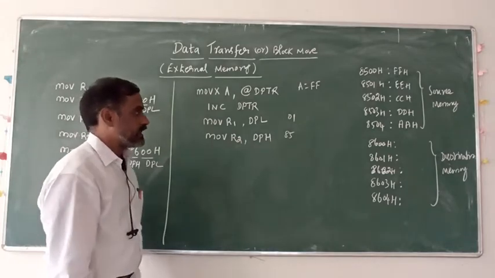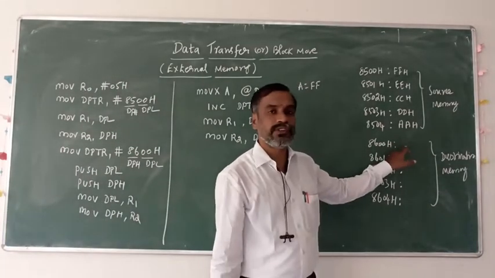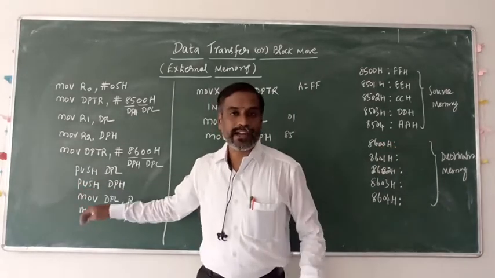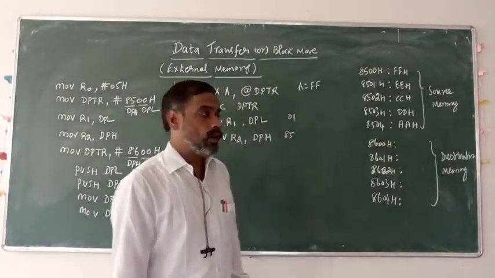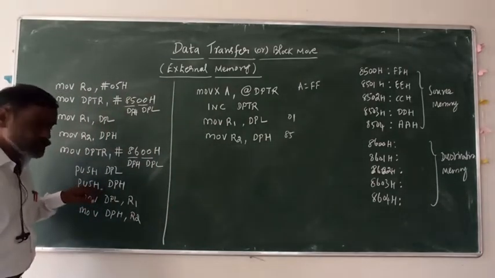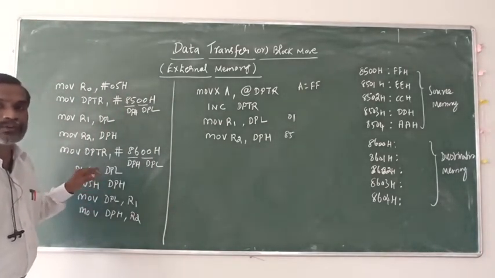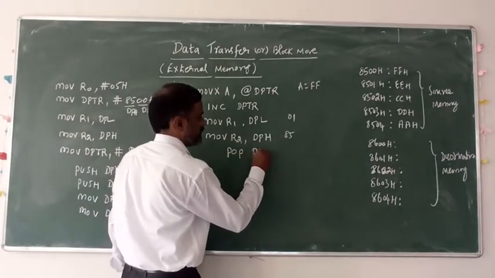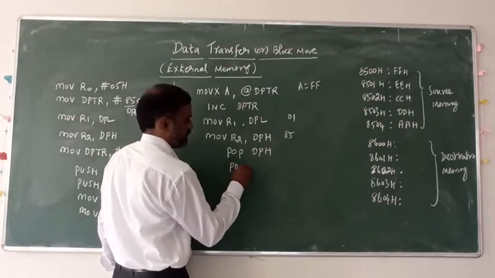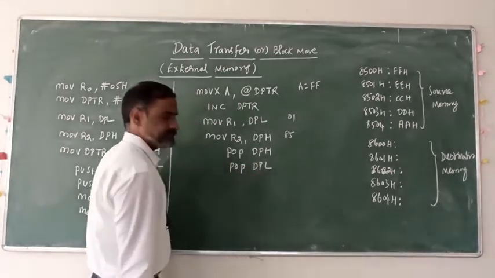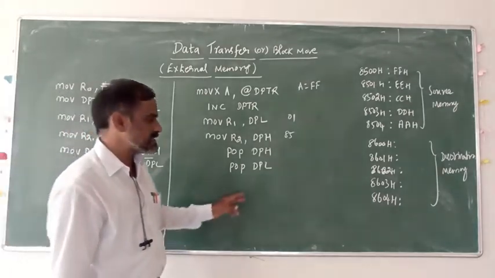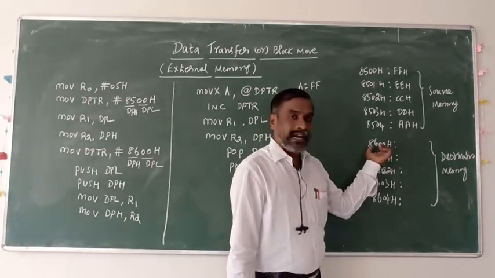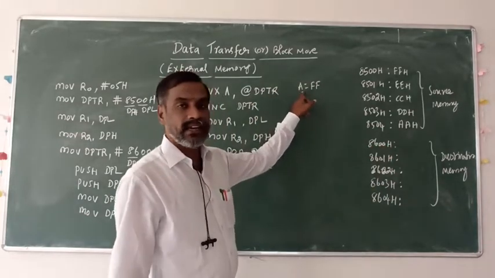Okay. Next, the accumulated data we have to move to the destination address. This destination address is available in the stack pointer. We have to retrieve it. The last instruction we pushed, that we have to pop first. For that we can use POP DPH, POP DPL. Now the stack pointer address is 8600. In this address location we have to move the accumulator content.